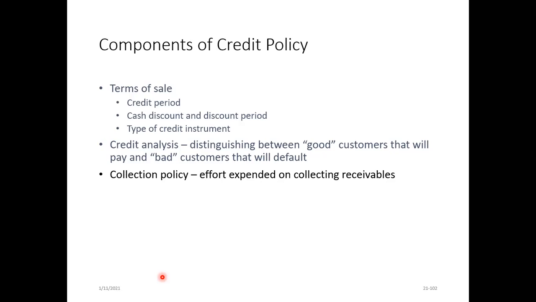In collection policy, it is the effort expended on collecting receivables. Some organizations make serious efforts. Some companies will give some flexibility, right? If you are following very rigid rules, rigid policies, you will lose your customers. And if you are more flexible, many customers will not pay money. So you have to be in the middle.